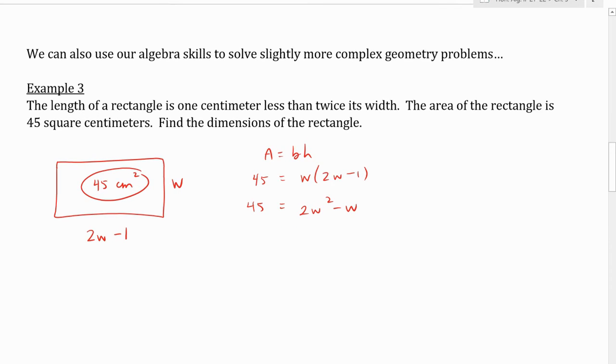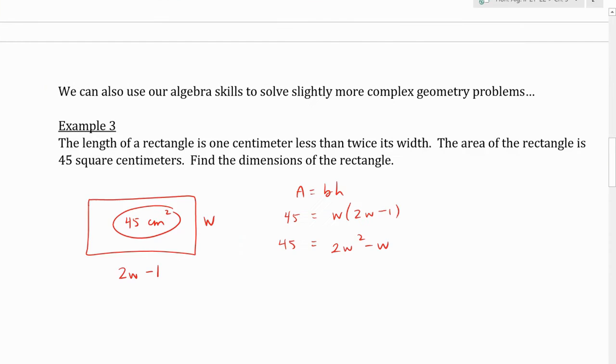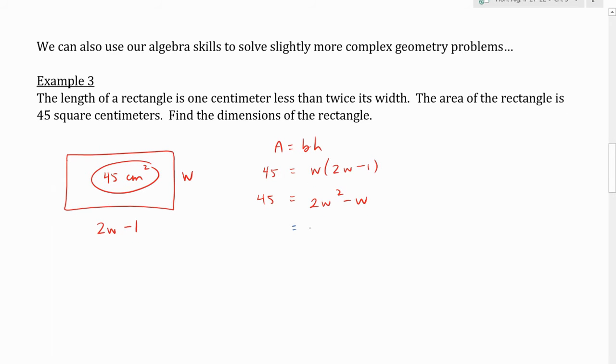There's several things we can do right here. Let's say you want to do it with completing the square. If I do that, I need to divide both sides by 2.